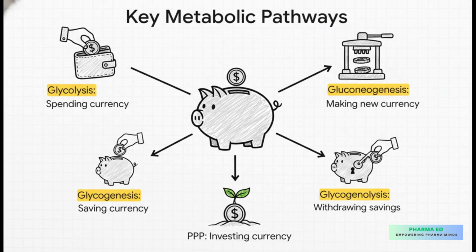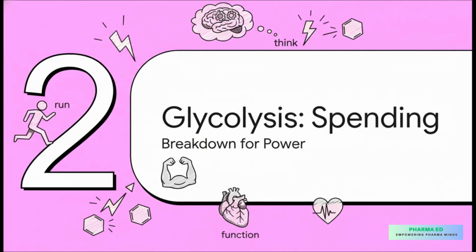Right, so these are the main biochemical pathways we study. Each one has a very specific job in managing our energy currency. For today, we're going to focus on the big 2, spending currency and making new currency, yani ki glycolysis and gluconeogenesis. Okay, let's get into our first major topic.